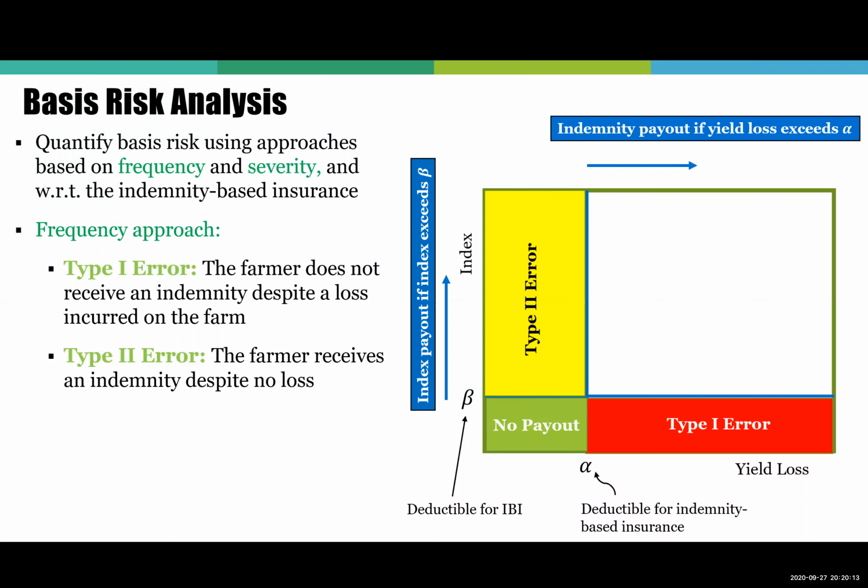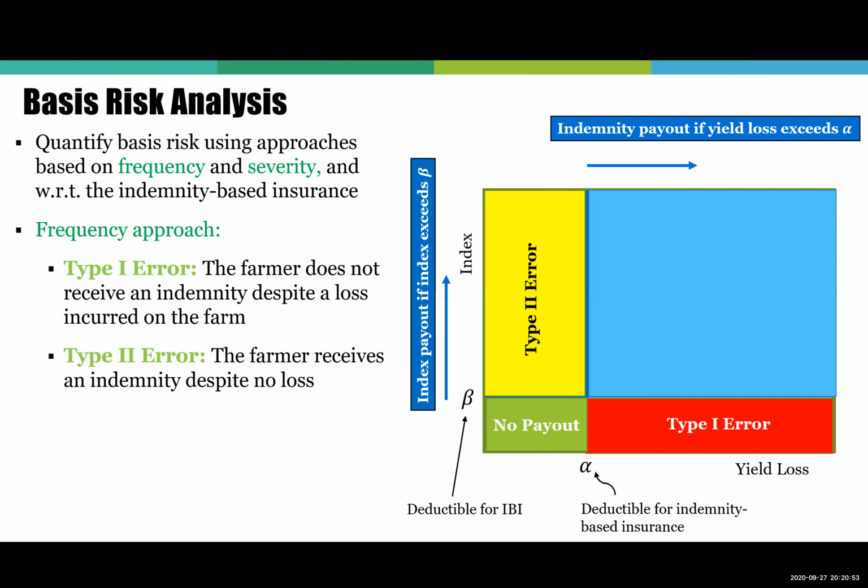The area shaded green represents the region for which the yield loss is less than alpha, and the reference index is also less than beta. Hence, both designs lead to the same decision that there is no payout. The blue region also represents another situation for which both designs have the same consistent decision, except that both policies lead to positive payouts. While having positive payouts from both designs is a good starting point, the actual size of the indemnity payments is of greater relevance to the farmers.